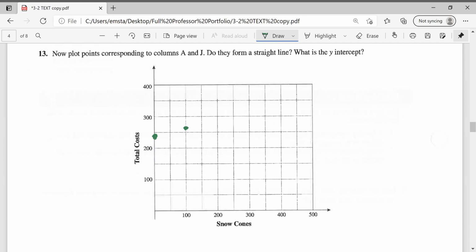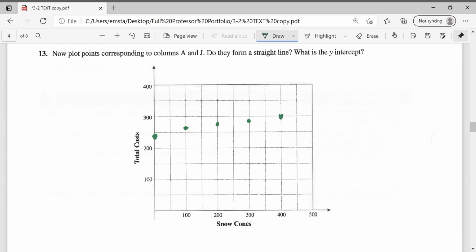When I sold 200 snow cones, it was $269. 300 snow cones was $281. It is a straight line. I'm just not drawing it great. It's very flat. 400 snow cones was $300.